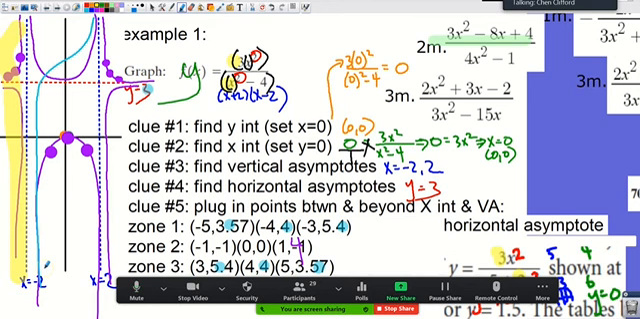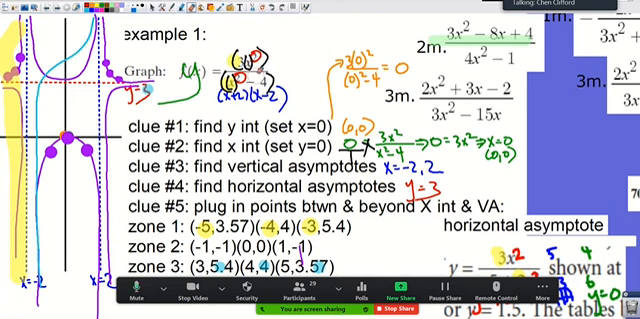So we're basically going to plug -3, -4, -5 into the equation and see what y values it spits out. That's what zone 1 is going to be. So let's go ahead and do that. I want everyone right now to put this into your calculator: 3x squared over x squared minus 4. Go ahead and put that in your calculator.